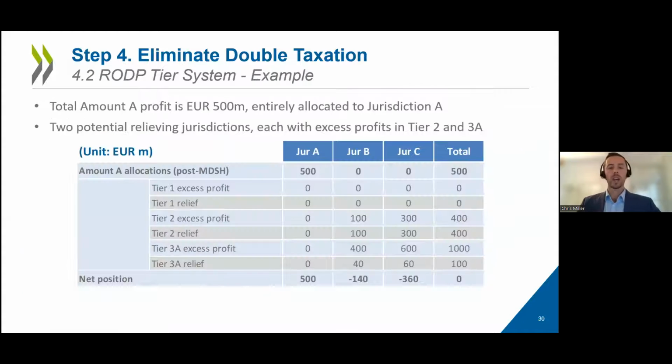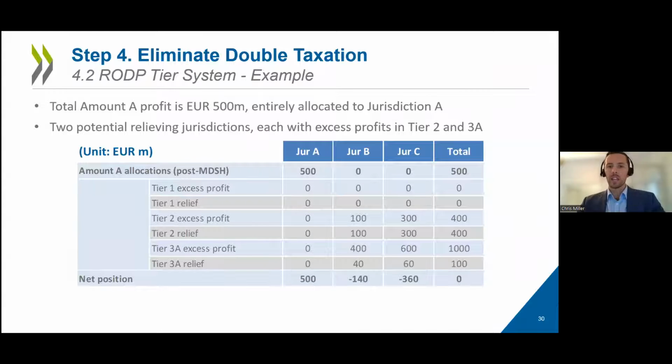On the next slide, we have a very simple practical demo to hopefully bring this to life a tiny bit. And here, please excuse the license taken on a highly simplified example, but we have a scenario where total Amount A is 500 million euros, and very simply we assume that's all allocated to jurisdiction A, and then we have two potential relieving jurisdictions both with profits in tier 2 and tier 3A.